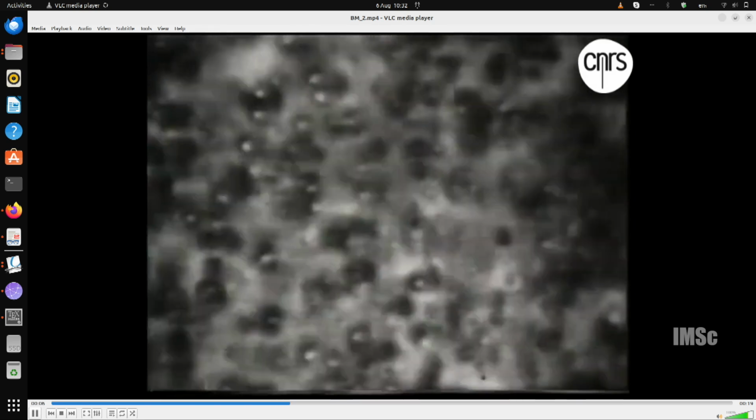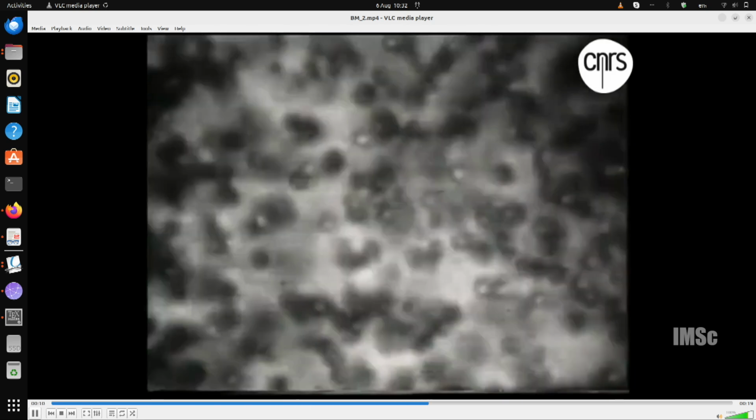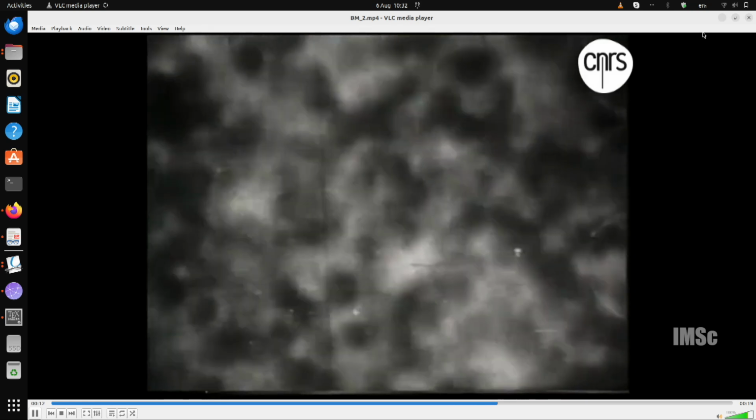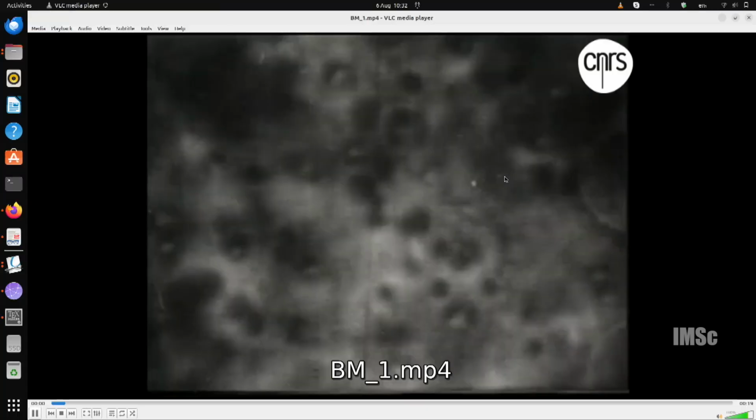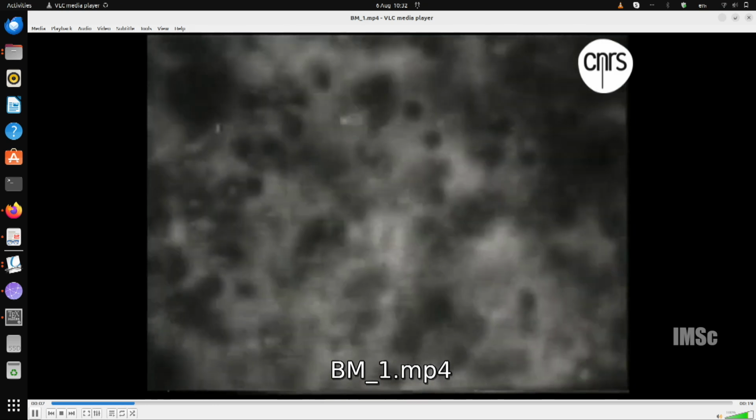Here you have colloidal particles executing Brownian motion in a confined space. So this is the first video. Have a look at it. And this is the second one. One of the videos is running forward in time and the other is running backward in time. So can you tell just by looking at the videos which one is which?